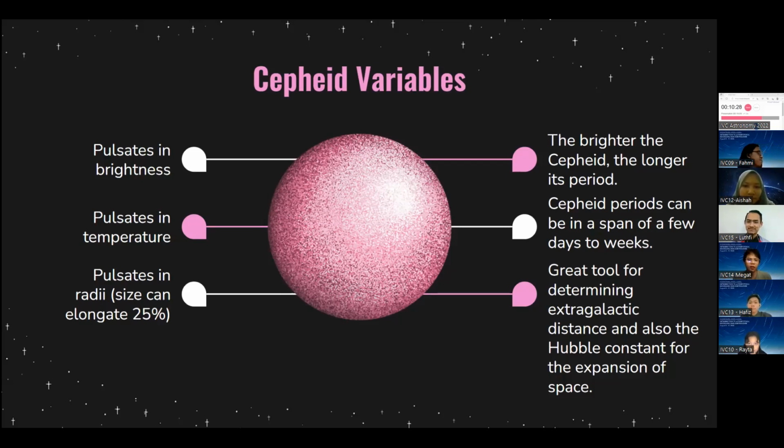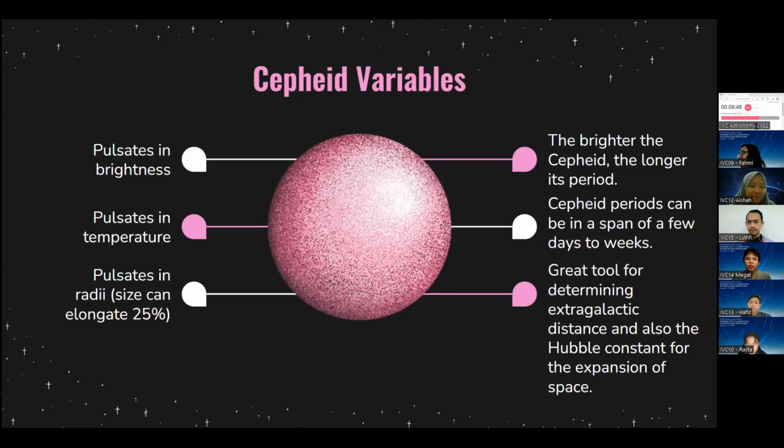Since they spin very, very fast, they can change in size and elongate up to 25%. So from a small blob of a star, it can be like a turtle egg, you know, an elongated egg. So the brighter the Cepheid, the longer the period. This is what Henrietta found, which is now the Henrietta law. The brighter it is, the longer the period. So Cepheid periods can span a few days, like we just saw, 5-6 days, up to a few weeks, and even hundreds of days.